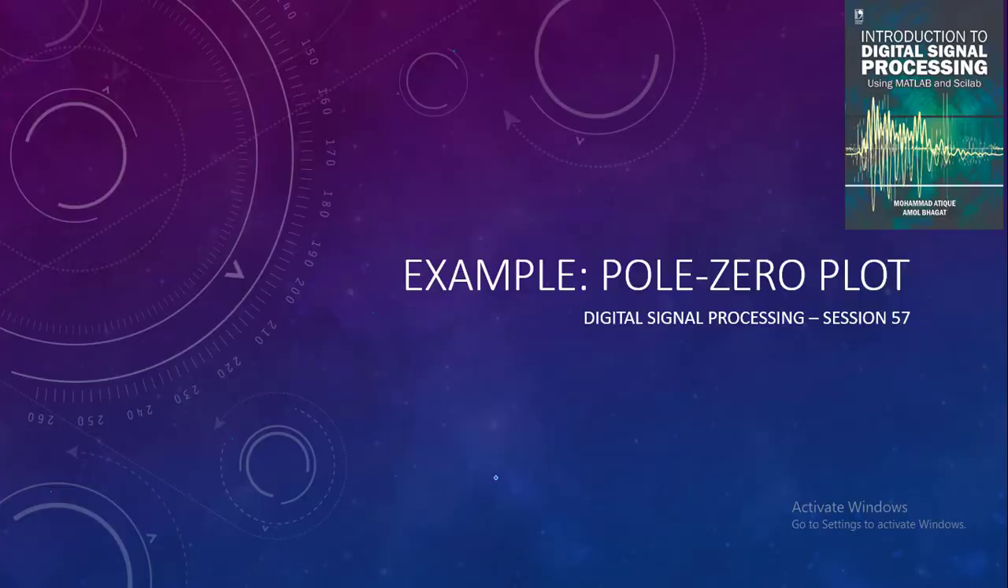So in the previous session we had discussed rational Z transform, where we have seen the definition of zeros and poles, right? So in today's session we will go through one example where we will be trying to plot or represent X of z by using a pole zero plot. Okay.